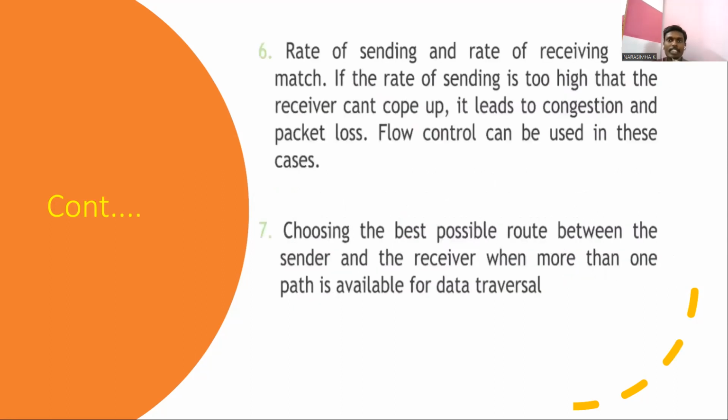And the sixth one, the rate of sending and rate of receiving must match. If the rate of sending is so high that the receiver can't cope, it leads to congestion and packet loss. Flow control can be used in these cases. Choosing the best possible route between the sender and the receiver when more than one path is available for data traversal. In this slide, I want to say that if the sender is sending more data and the receiver is not capable of processing the data at the rate the sender is sending, it will lead to packet loss. So this should also be known when arranging the network.